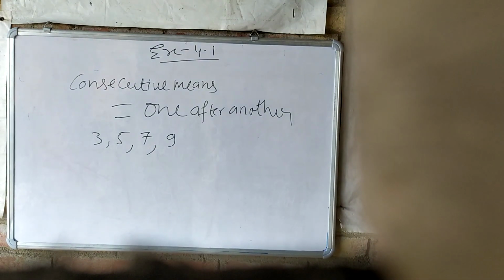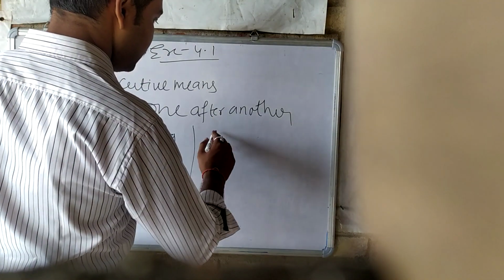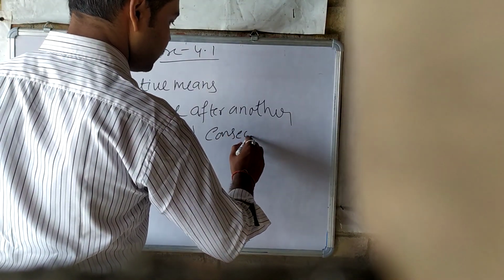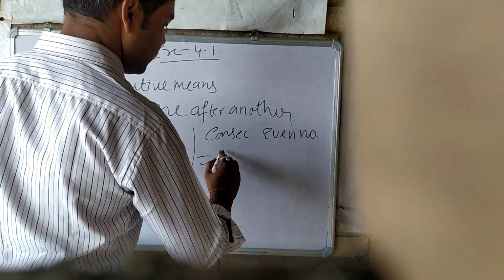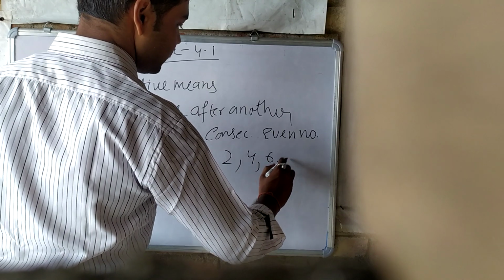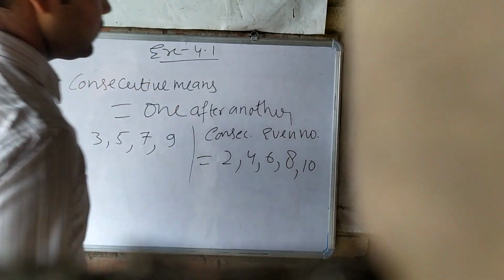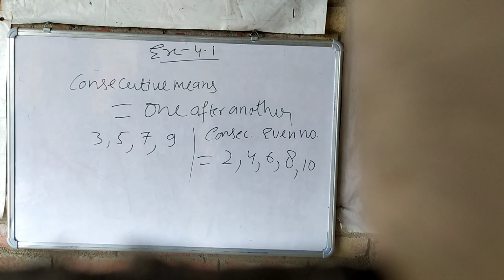That means we know that after 3, 5 will come. After 5, 7 will come. After 7, we know 9. After 9, we know 11 will come. So all these are consecutive odd numbers. Now if you talk about consecutive even numbers, then 2, 4, 6, 8, 10, like this. We know after 2, 4 will come. After 4, 6 will come. After 6, 8 will come. Then 10 will come. So all these are consecutive even numbers.